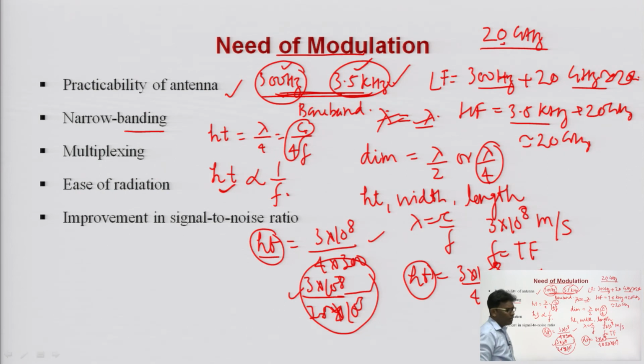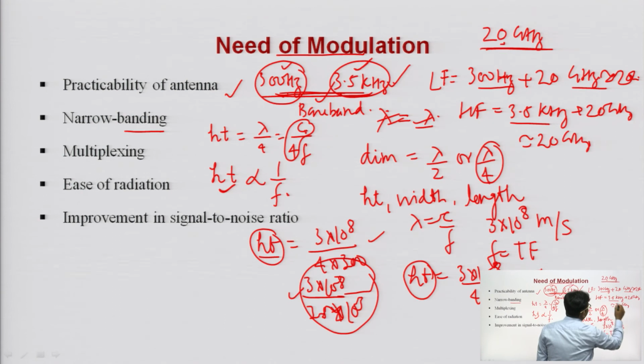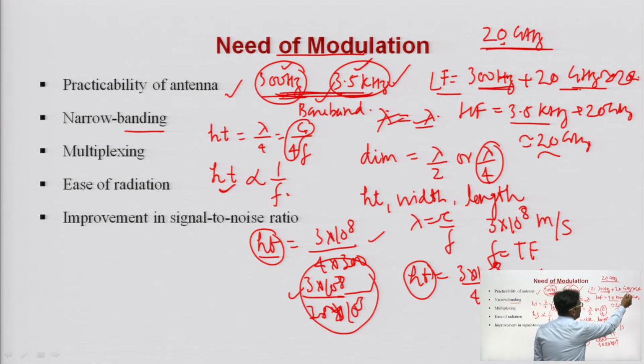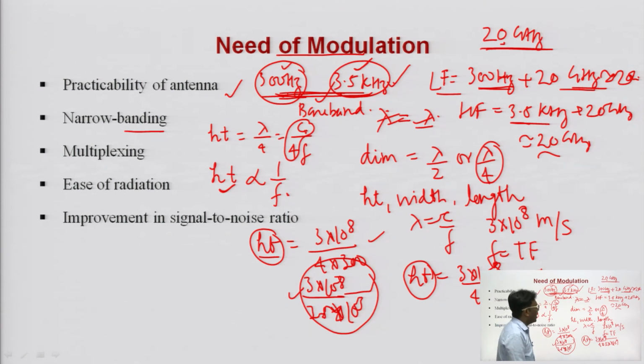You cannot design an antenna whose length or size varies with respect to different frequency components between 300 hertz and 3.5 kilohertz. But if I modulate this signal using a 20 gigahertz carrier signal, you can see the lowest frequency as well as the highest frequency component is almost 20 gigahertz. So, practically you can transmit all these frequency components between 300 hertz and 3.5 kilohertz after modulation, meaning 300 hertz plus 20 gigahertz to 3.5 kilohertz plus 20 gigahertz, without changing the size of the antenna. So, this is narrowbanding.